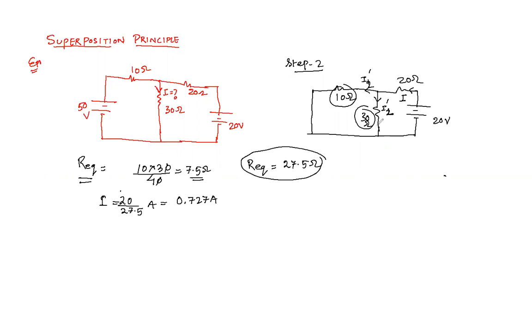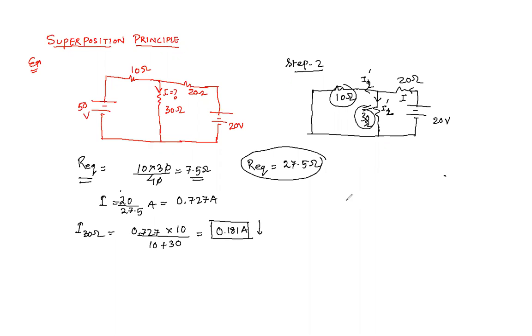Let's find out the amount of current that is flowing in 30 ohm. The current in 30 ohm is equal to 0.727 multiplied with 10 divided by 10 plus 30, that is 40. Let me check the total current once again. Yes, 0.727, right? So this is coming as 0.181 ampere. What is the direction? It is also in the downward direction.